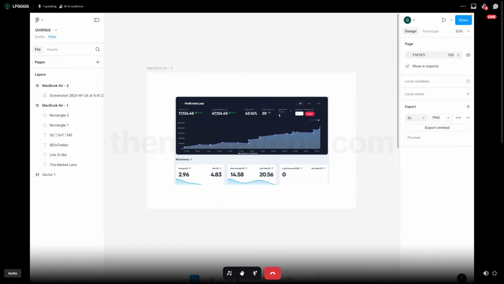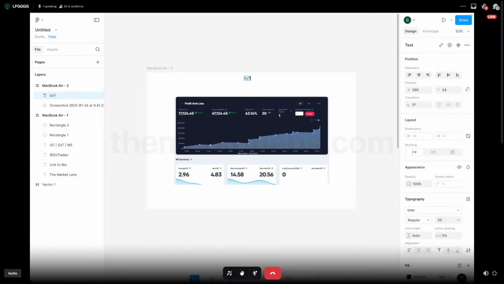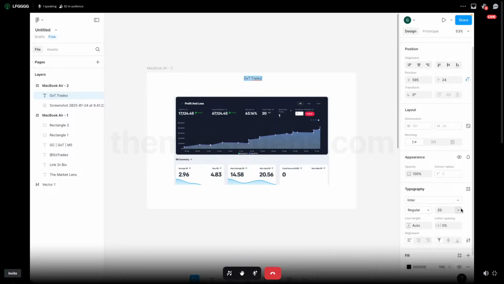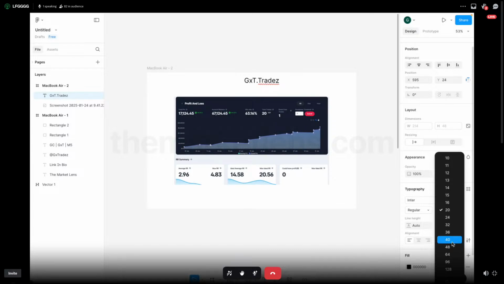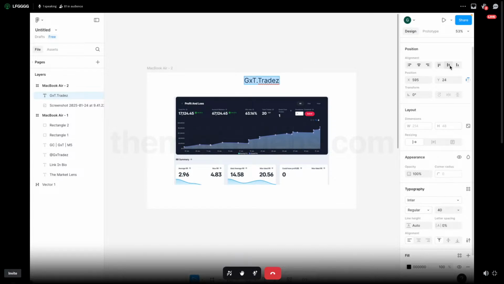And then I like to put my name up here. GXT trades. I don't even know if that's my actual tag, but close enough. I want this to be a decent size. And you also center this as well. Put it at the top.